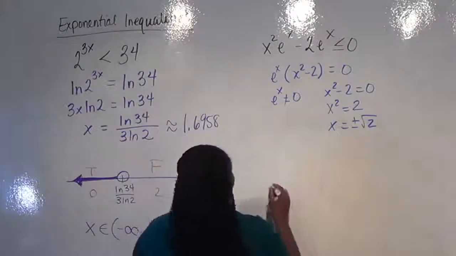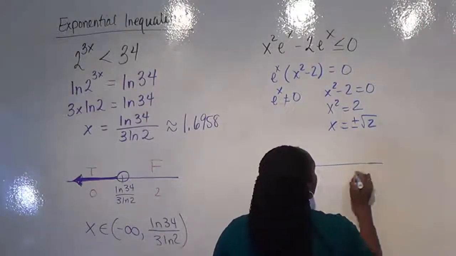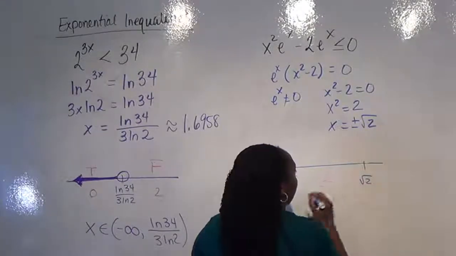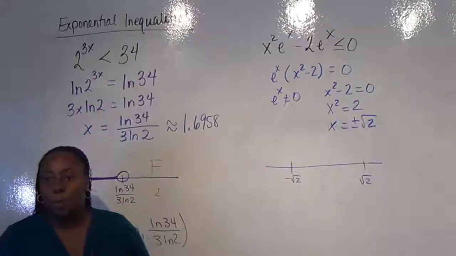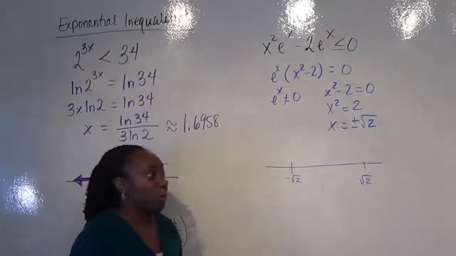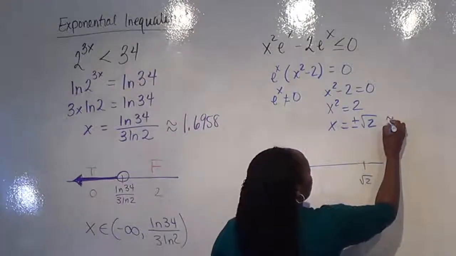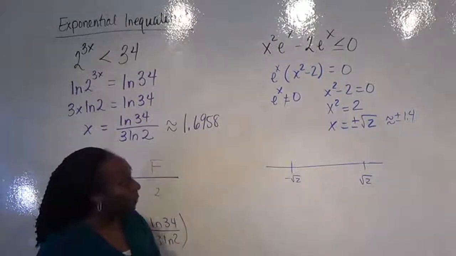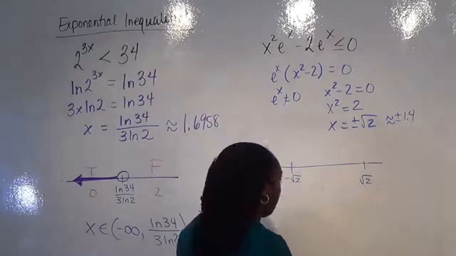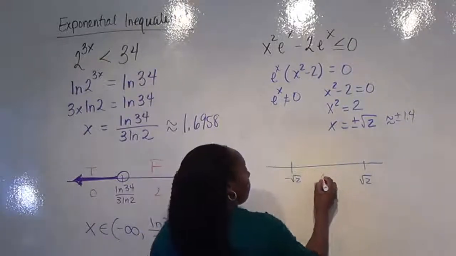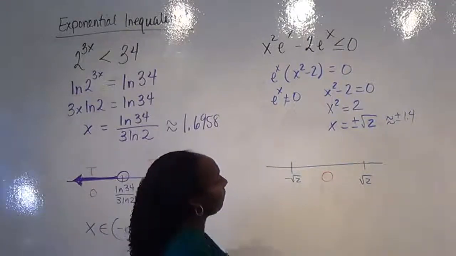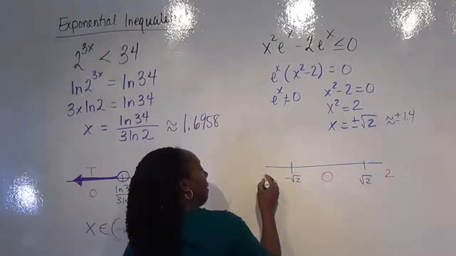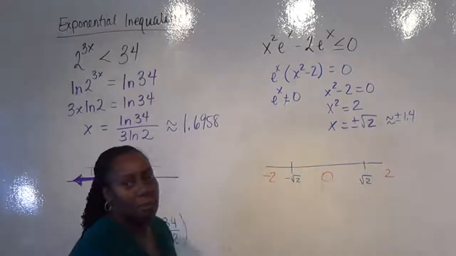Now again, I'm going to put these on a number line. Negative root 2 is over here. Positive root 2 is over here. Again, if you don't know the approximate value, you want to figure that out. But these are approximately plus or minus 1.4. If I'm picking some test values, well, 0 is certainly between them. Something bigger, we can use 2. Something negative and less, we can use negative 2.